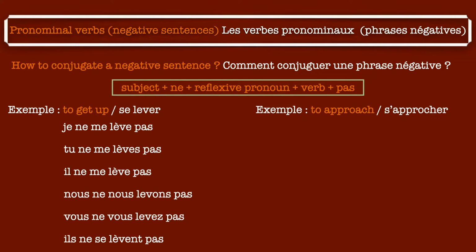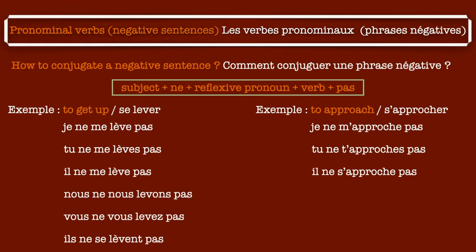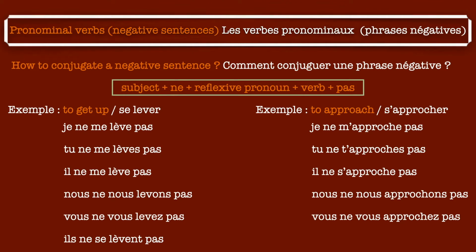Here is another verb to practice, the verb to approach, that we will use as an example. Je ne m'approche pas. Tu ne t'approches pas. Il ne s'approche pas. Nous ne nous approchons pas. Vous ne vous approchez pas. Il ne s'approche pas.